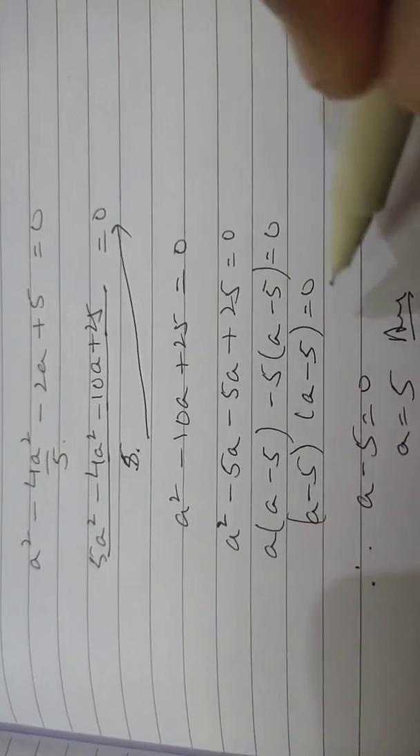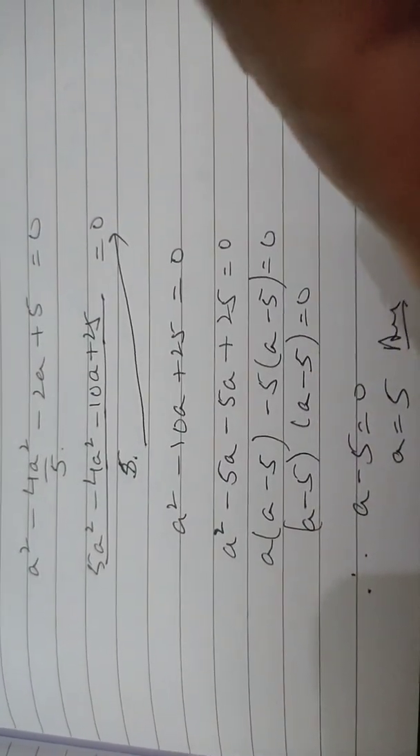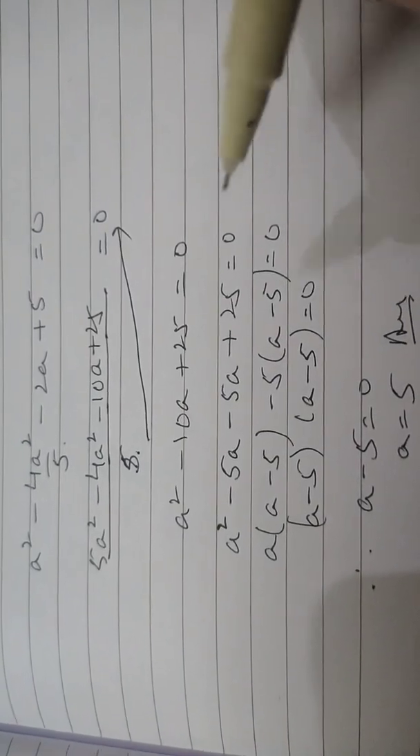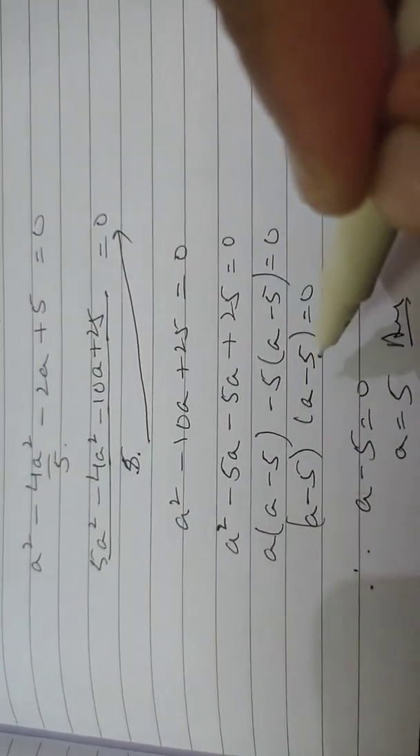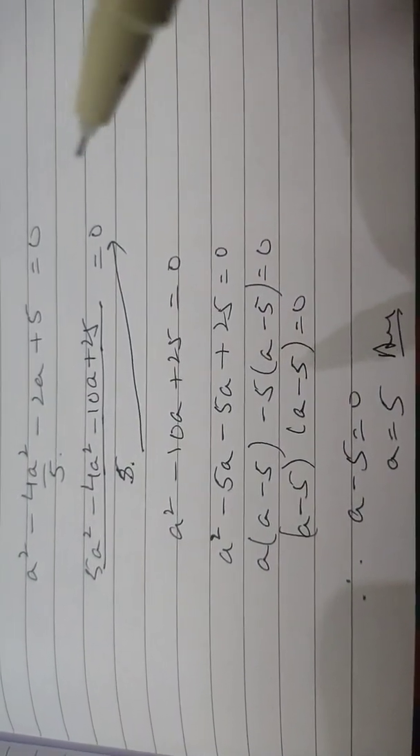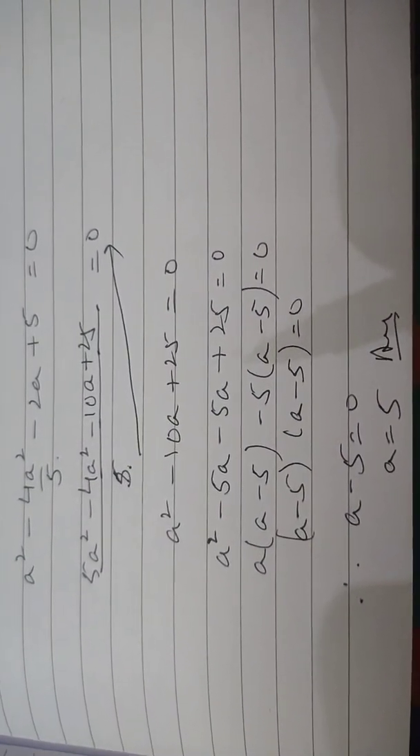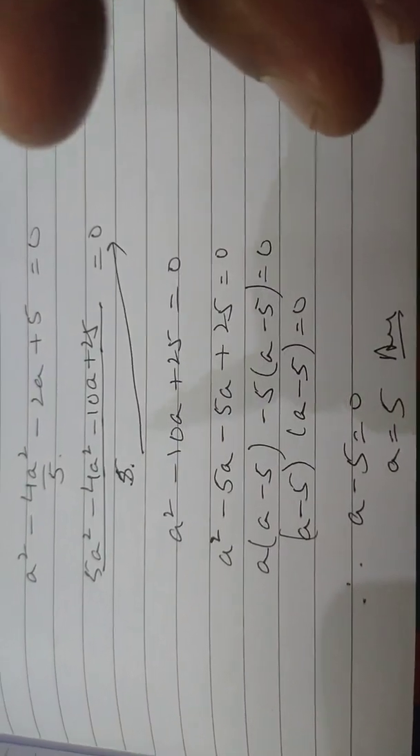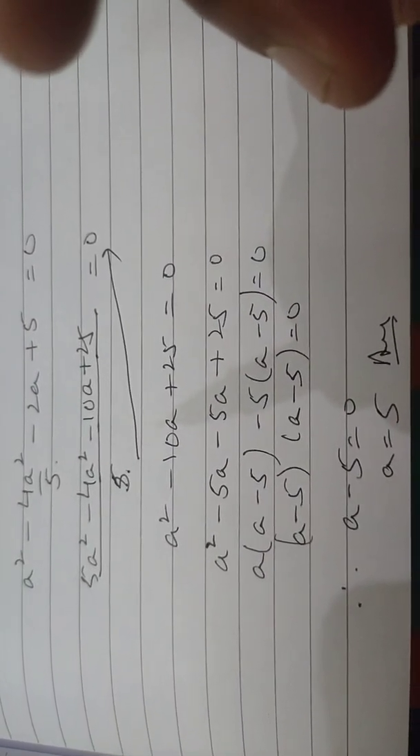And then by applying the zero product rule, a minus 5 equal to 0, so therefore the value of a will come out to be 5, whether you equate this factor with 0 or equate this other factor with 0. So the value of a will come out to be 5, which is the final answer. So we have got the abscissa of that unknown point as 5.